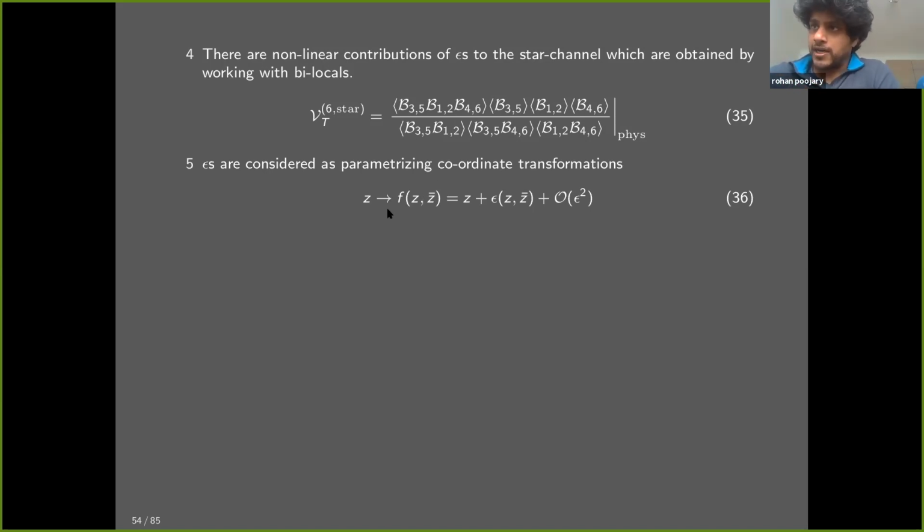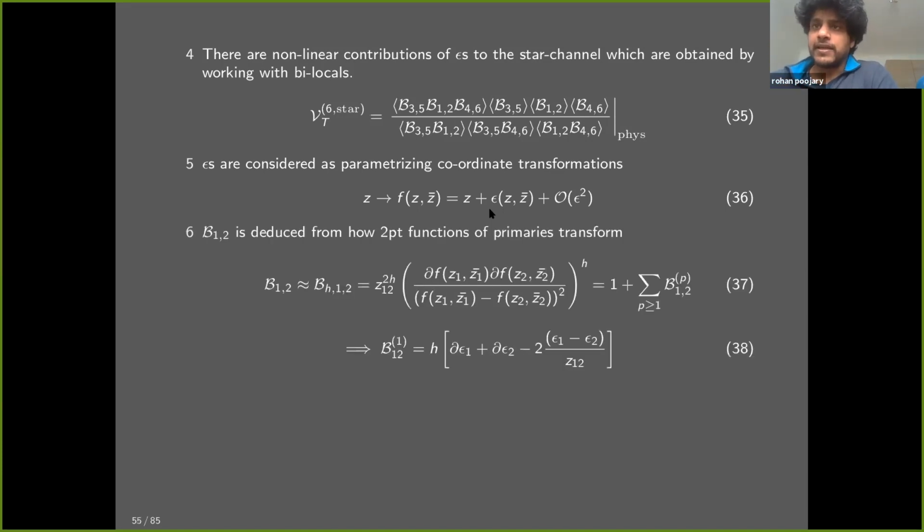let's assume you are changing your coordinates from z to z bar, the z to f of z, but this f of z is a function of both z and z bar. It has to be, and this epsilon is the infinitesimal parameter. Then what you can write is this b can be written like this. This is the definition of b, 37.